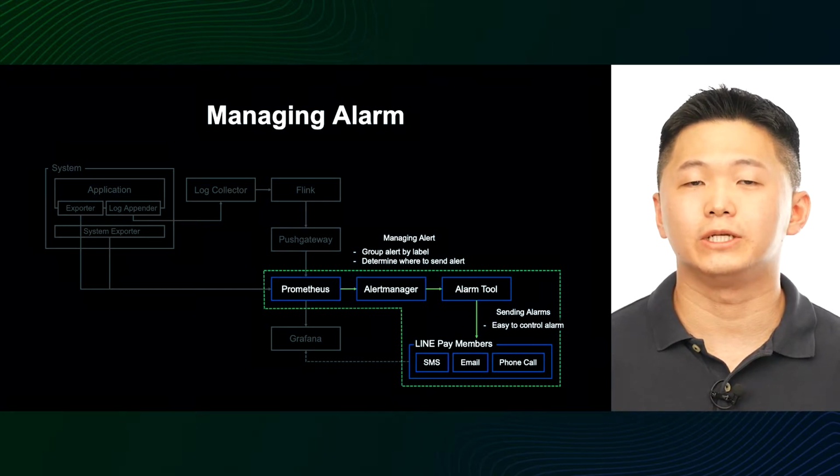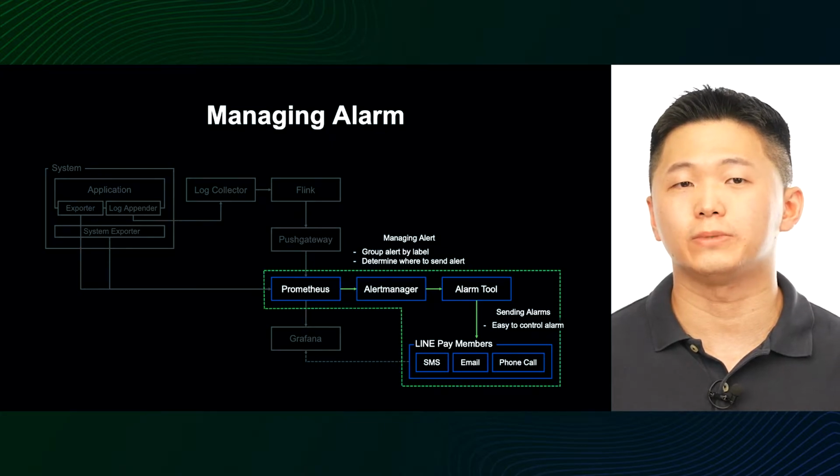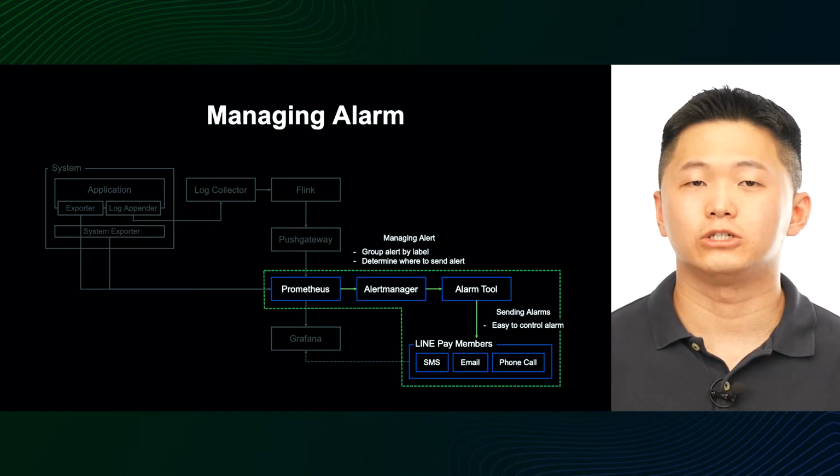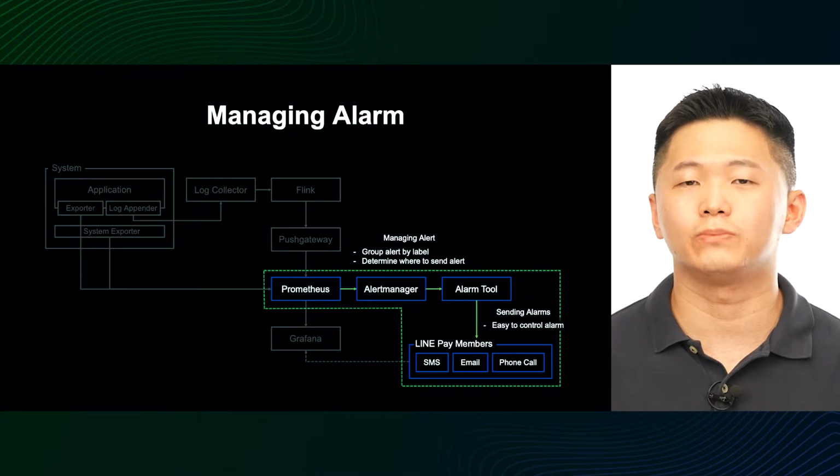So the next step is managing alarm. Alert Manager groups alerts and manages alert settings. But the most important thing of Alert Manager is mapping alert to service. Alert Manager passes the alert to each service in Alarm Tool. Alarm Tool maps the service to pay member. And finally, Alarm Tool sends alarm to pay member.